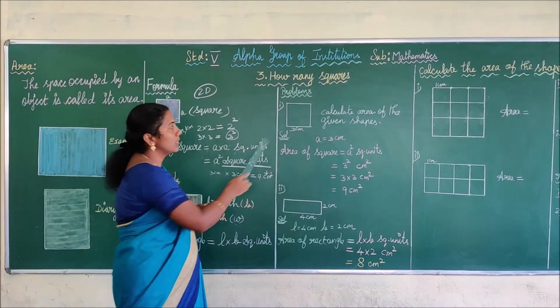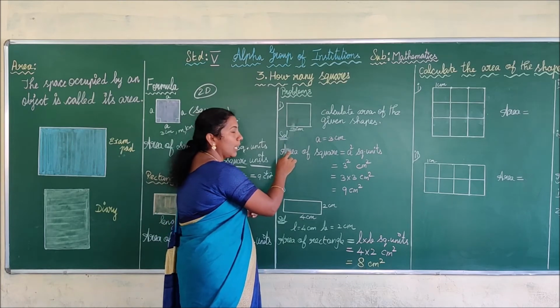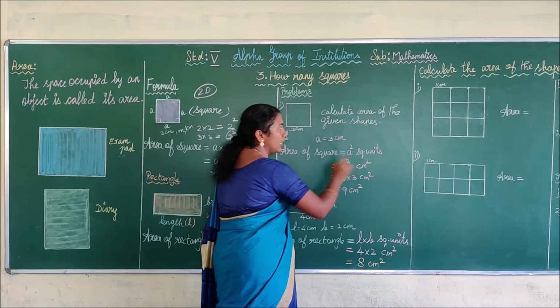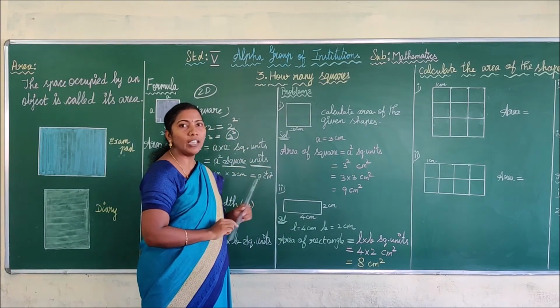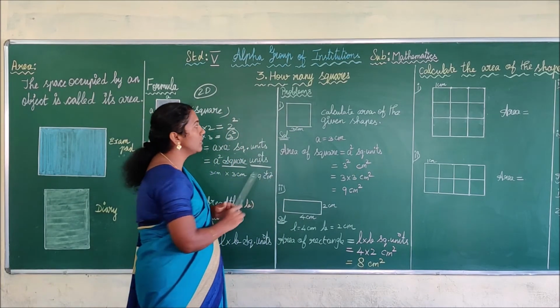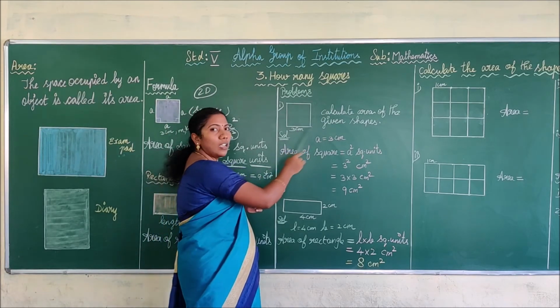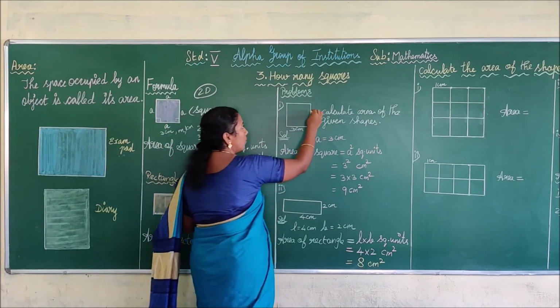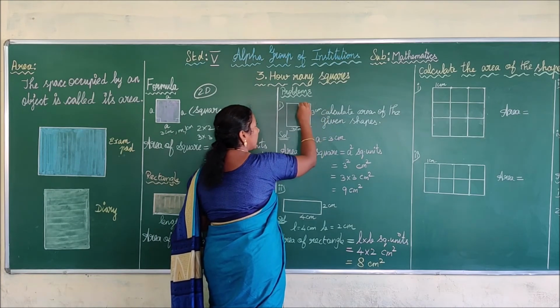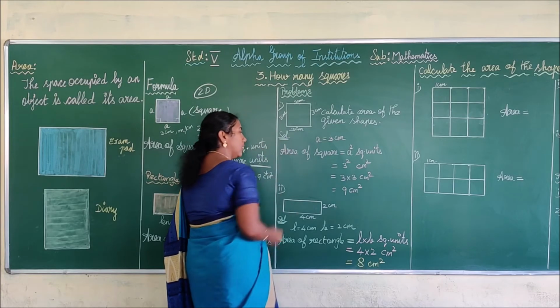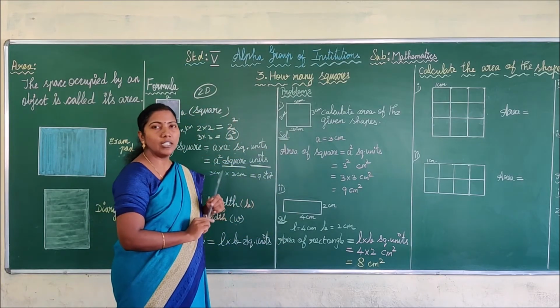Okay? See the first sum. They give one shape and what they are asking is, calculate the area of the given shapes. First you have to identify what is the shape given. What is the shape? It is square. Why? All the sides are equal. This side also 3 centimeter. This side also 3 centimeter. This side also 3 centimeter. So, thus we have identified the shape first.